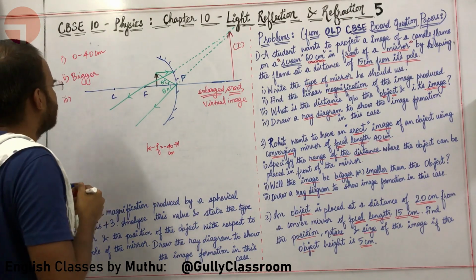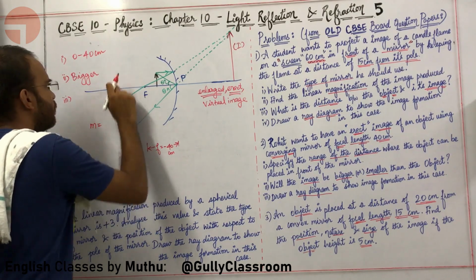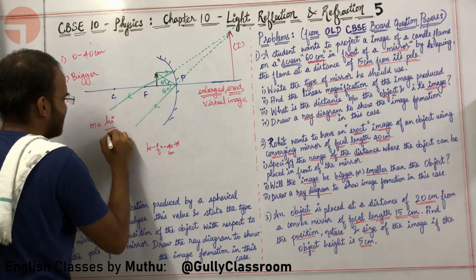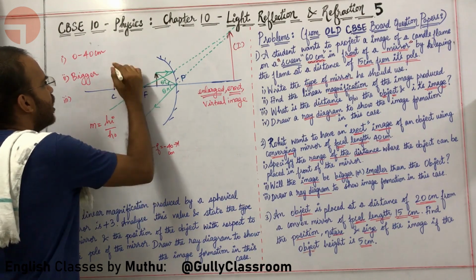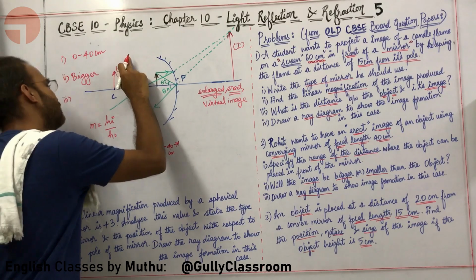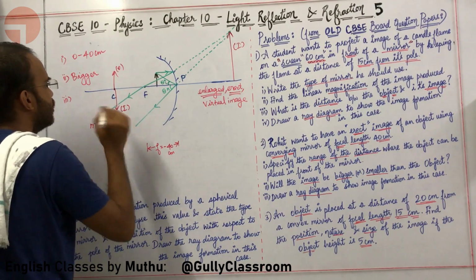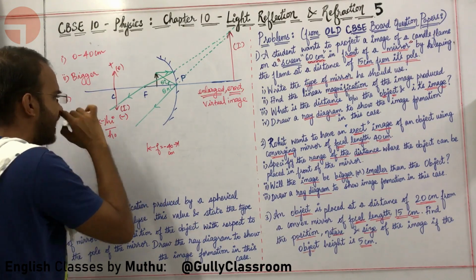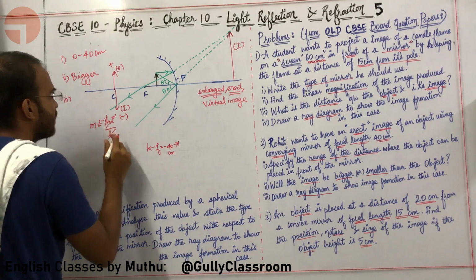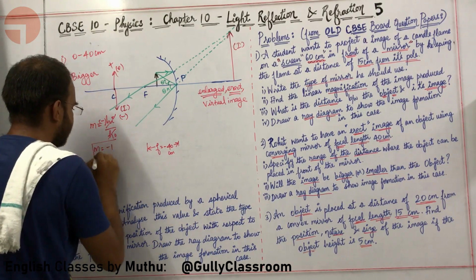If the object is present at C, then what will be the magnification? Both are same sized, so h_i by h_o. But here the object is present above the principal axis, and the image will be present below the principal axis. So measuring this will be positive, measuring this will be negative. So automatically I will add a negative here. I will cancel both of them because both are of the same size. So magnification will simply be -1.